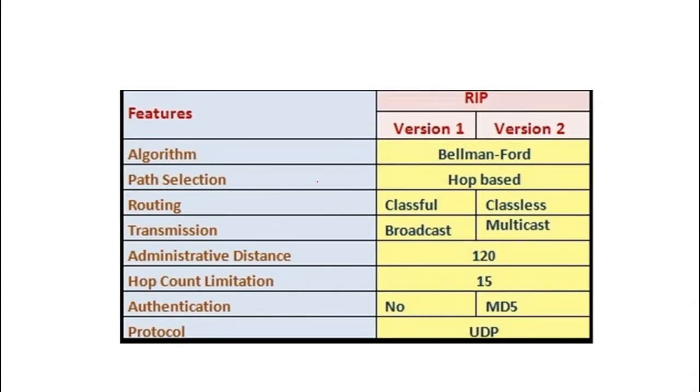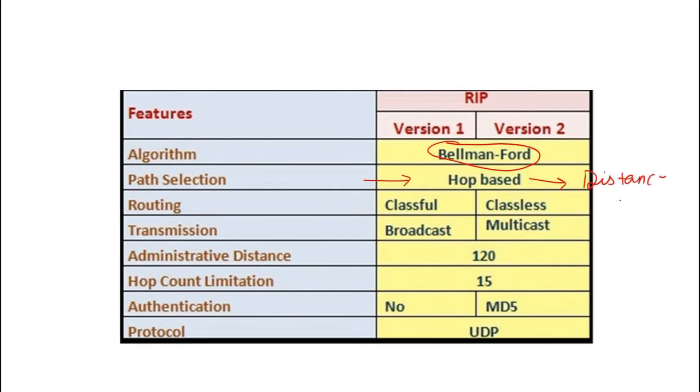I have copied one picture from the internet, and it shows a clear comparison between version 1 and version 2. Both RIP version 1 and version 2 use the Bellman-Ford algorithm. This is an algorithm developed by Bellman and Ford, so their names are given to the algorithm. The path selection is hop based. So that's what we call distance vector, right?